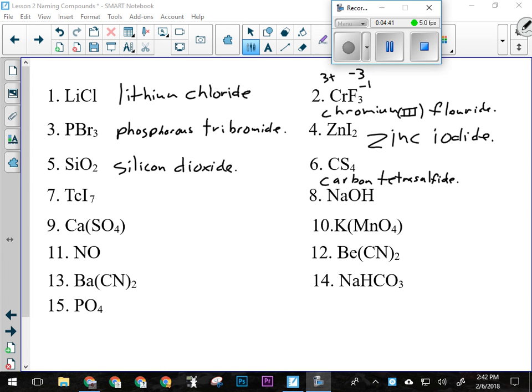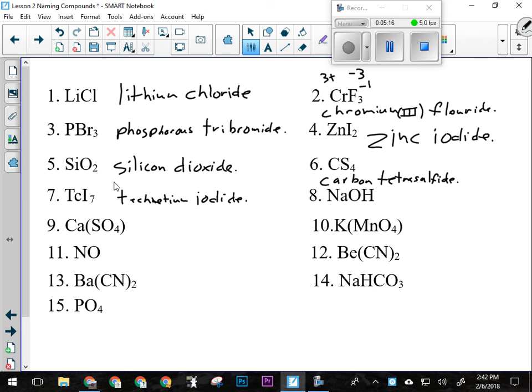So for number 7, I've got technetium and iodine together. So this stuff here, is it ionic or molecular? It's ionic. Technetium is a metal. It actually doesn't exist in nature. It's man-made only. And then we have iodine here, so we're going to have just technetium iodide. We don't need any Roman numerals. Technetium's always a +7 when it's in a compound.